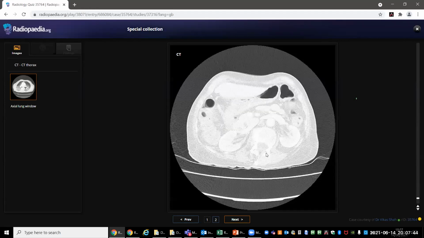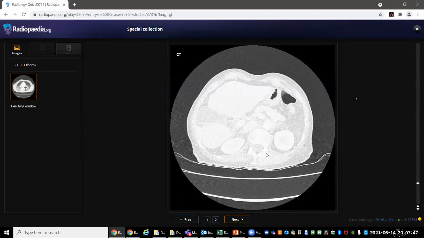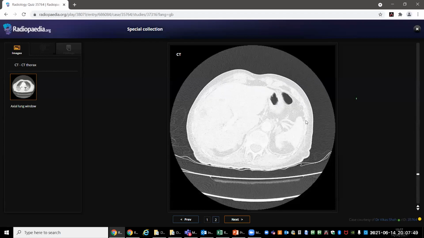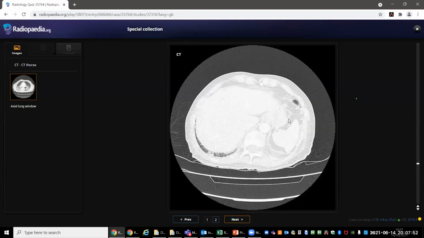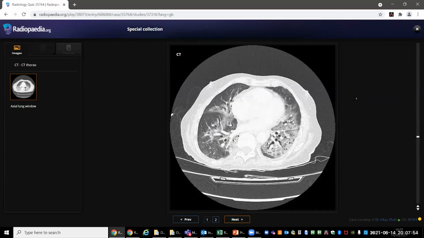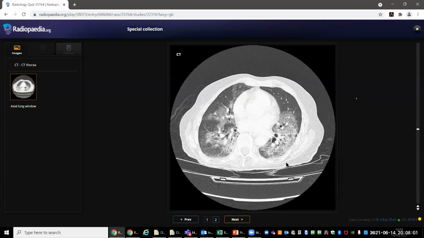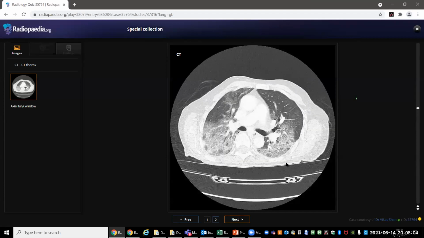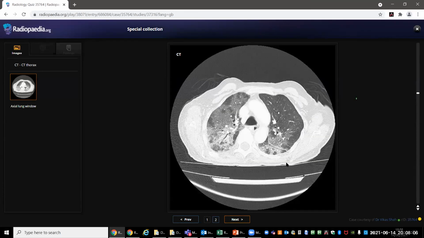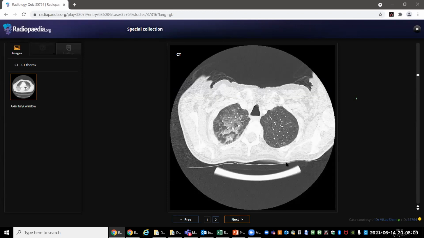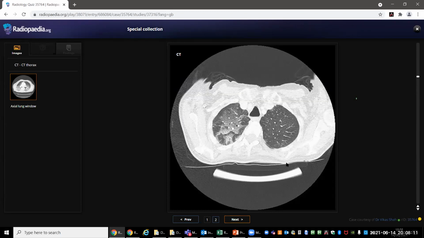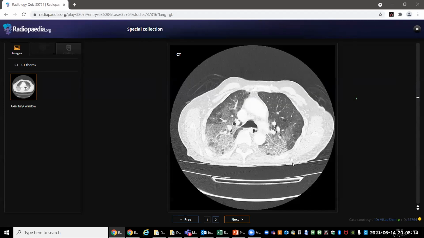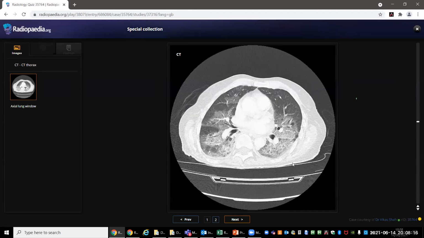I think it's overshooting. Let me see. Okay, so I can see the ground glass opacities and interstitial thickening, predominantly involving the lower lobes. Okay, it is involving the upper lobes as well, with some sparing of the left apical lung, and this is a typical crazy paving pattern.